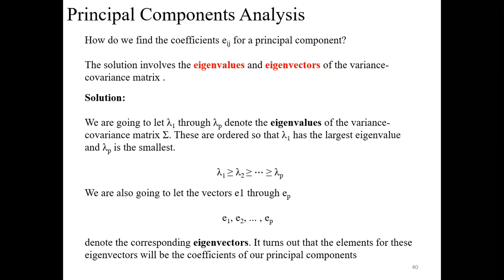And then we're going to have a series of vectors, 1 through P, where each one of those denotes all of the coefficients that we're going to apply to get a particular principal component, 1 through principal component P.